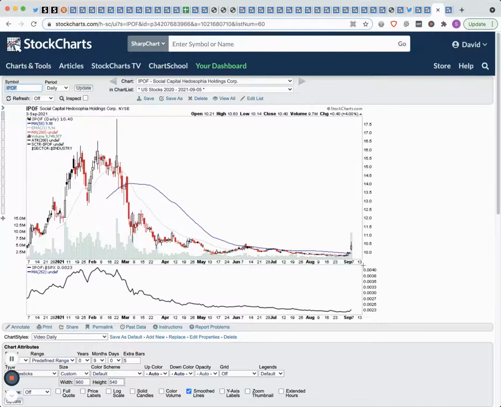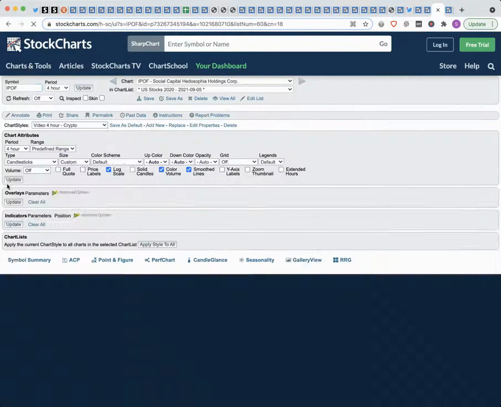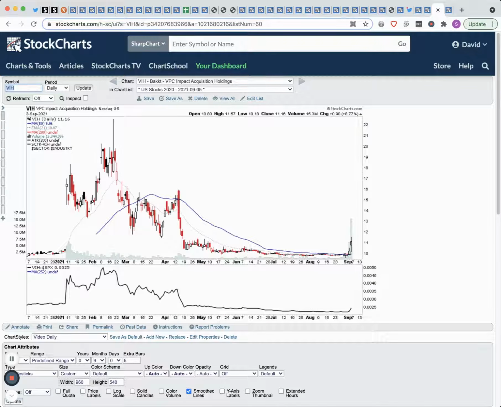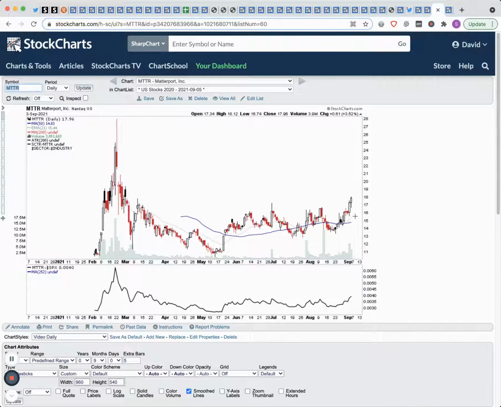IPOF, so this is one of the SPACs that I was talking about. They've started to go down onto the intraday timeframes here. You can see you've got some big volume coming in over the last few days since the start of the month. This one and VIH both doing similar sort of things. What else we got? Massaport is another one that was a previous SPAC, but I think it actually came out of its SPAC, so it's not anymore.